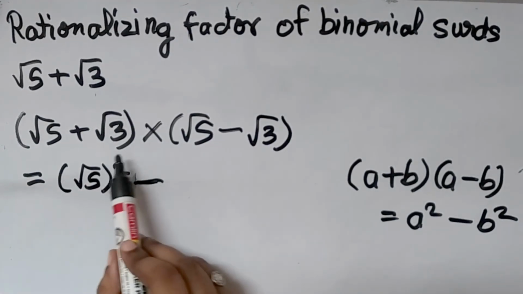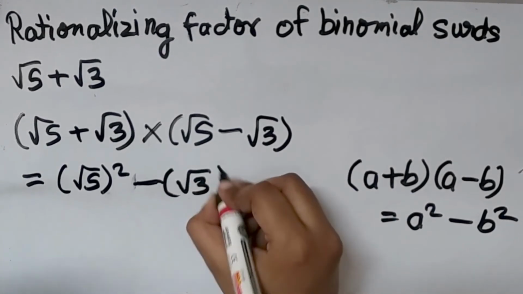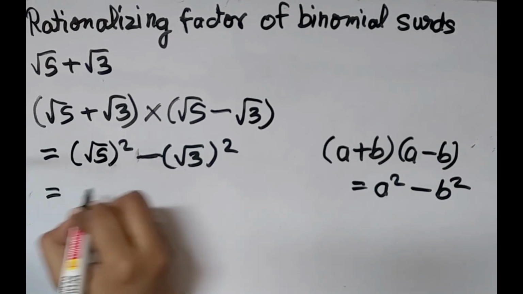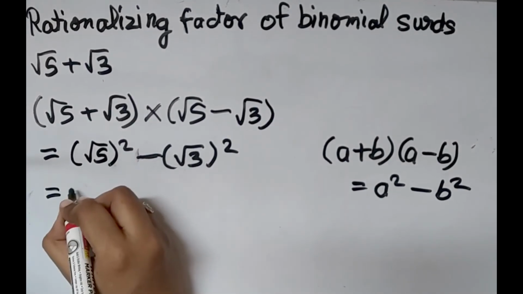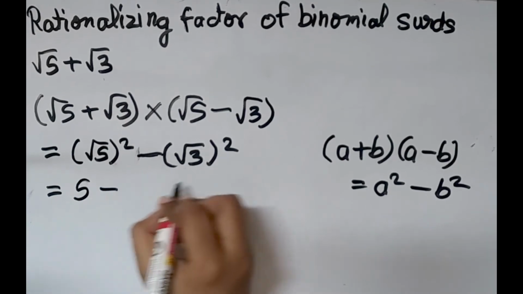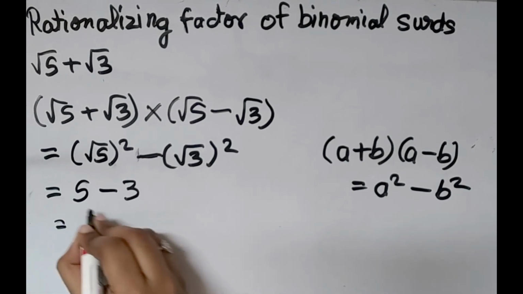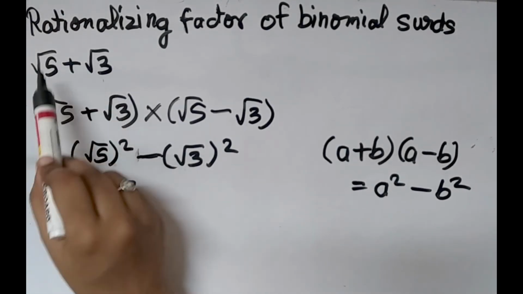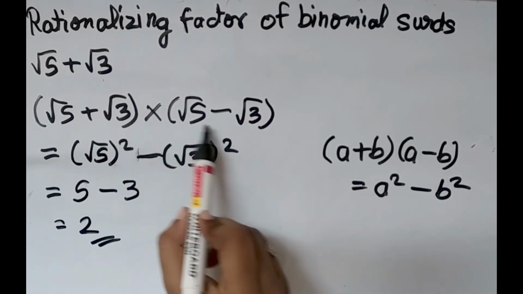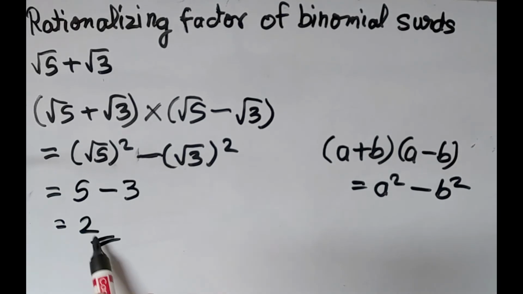Here b is root 3. So square root of 3 the whole square. So which is equal to square root of 5 the whole square, which will be 5, minus root 3 the whole square, which will be 3. So which is equal to 5 minus 3, which is 2. Okay, when we multiply this binomial surd with this another binomial surd, we are getting the answer as a rational number. 2 is a rational number.